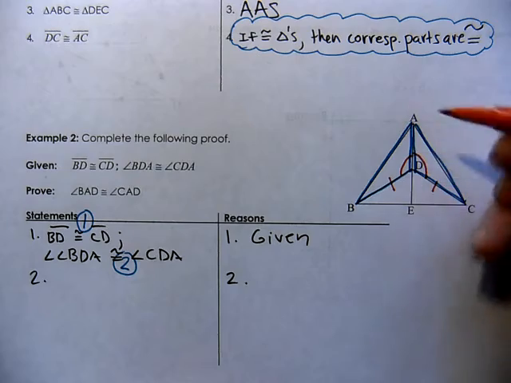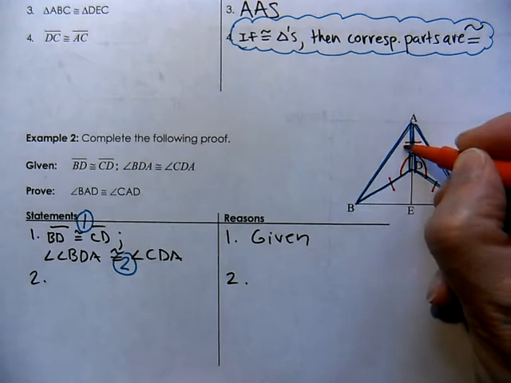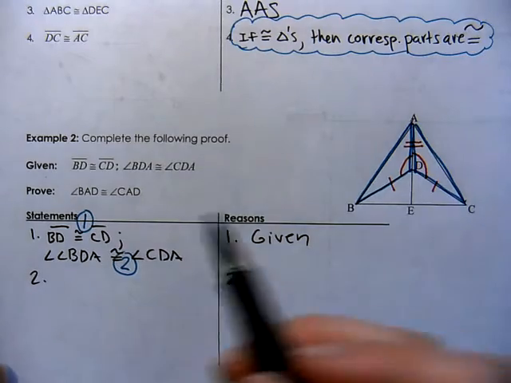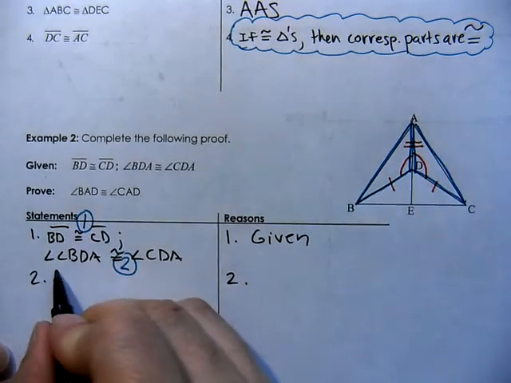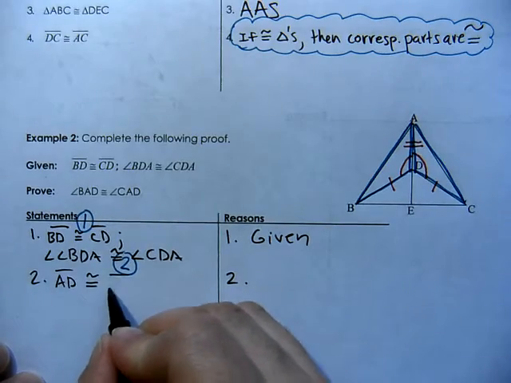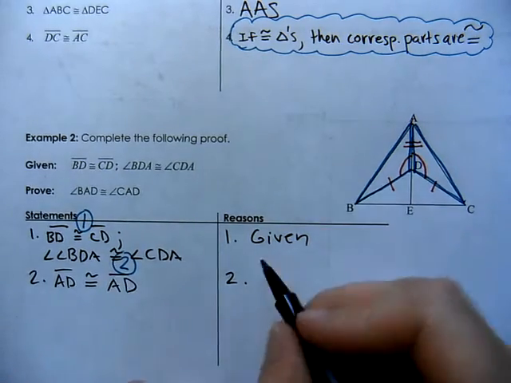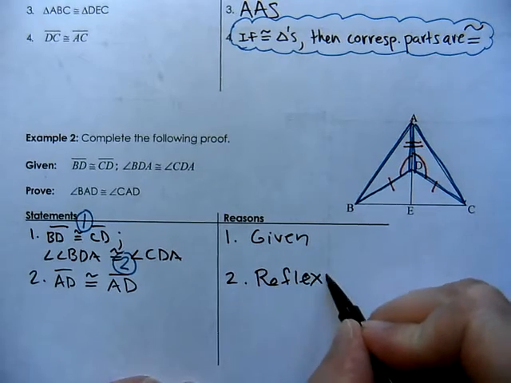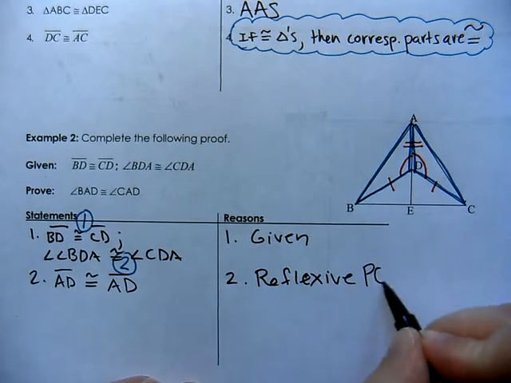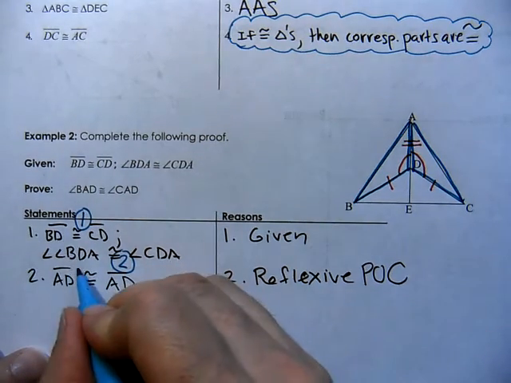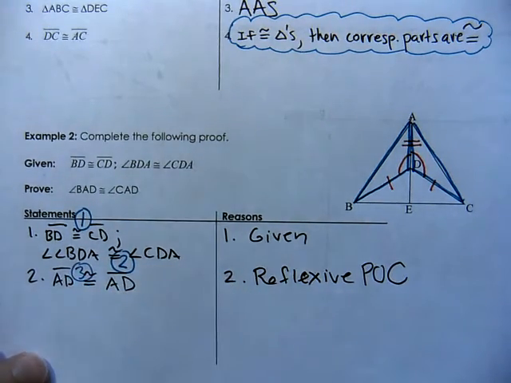Here's that shared side. We're allowed to put tick marks on that. We've marked it, so we must name it. That's segment AD. So segment AD is congruent with segment AD. That's our reflexive property of congruency. And now notice we have three pairs of congruent parts. So we don't have to look for any more parts.